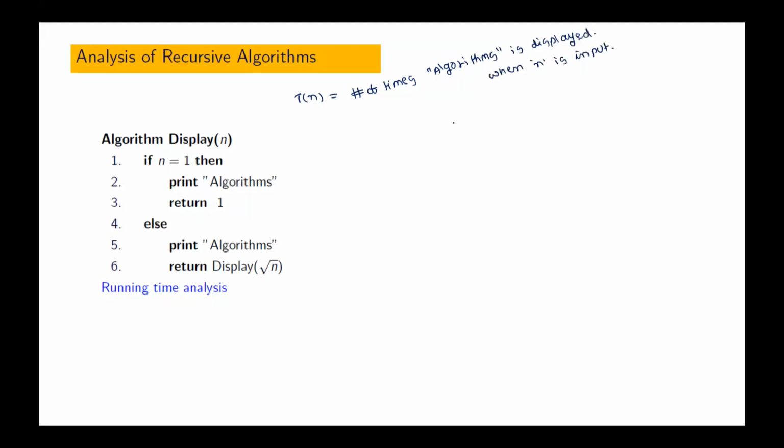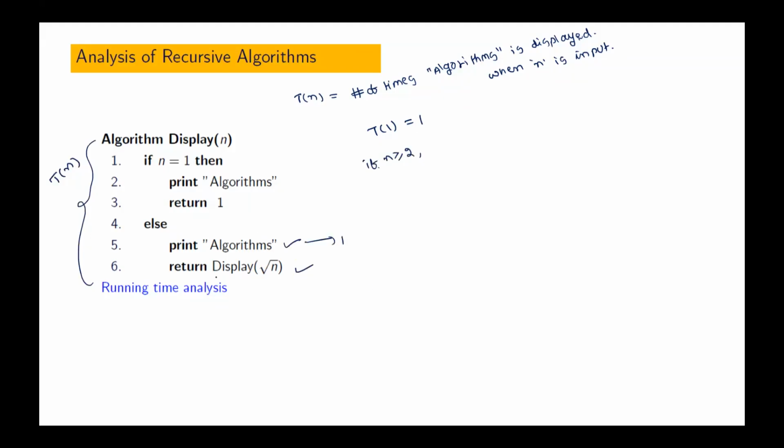When n is input, now you tell me, what is T of 1? If n equal to 1, how many times is the algorithm printed? 1 time. Only 1 time. T of 1 is 1. If n is not equal to 1, if n is greater than or equal to 2, we come to the else part. That means these 2 lines are executed. Here, it is printed 1 time, is it okay?